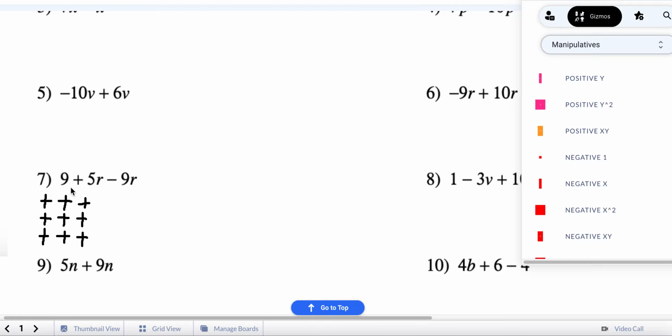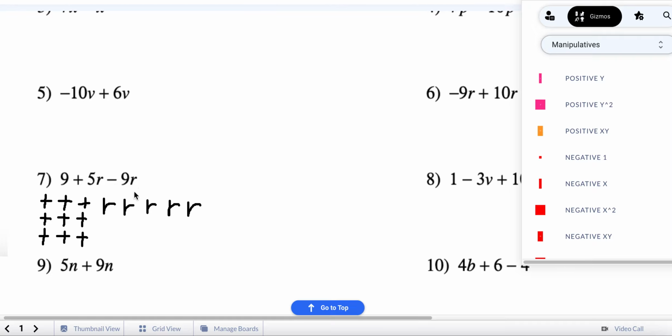So now that I'm done with the positive 9, it says plus 5r. So that's my variable, r. We need 5 of those and we need positive. So I'm just going to do 5r. This is 1r. This is 2r. This is 3. This is 4. And this is 5. So these are my r. 5 of those.